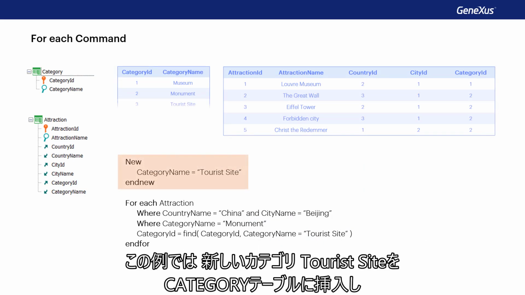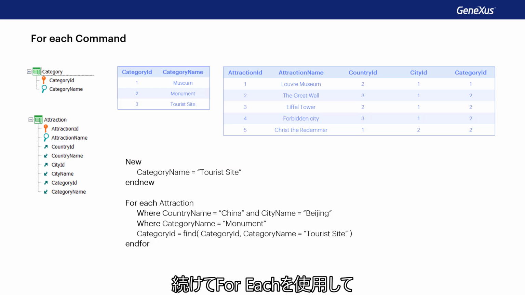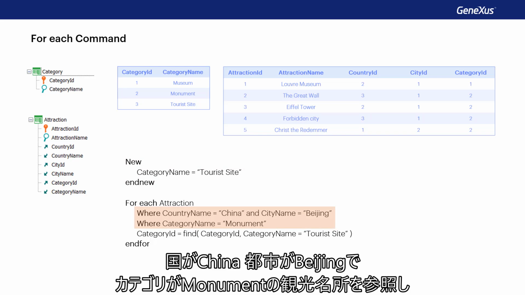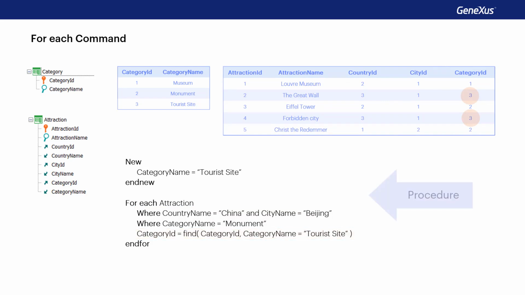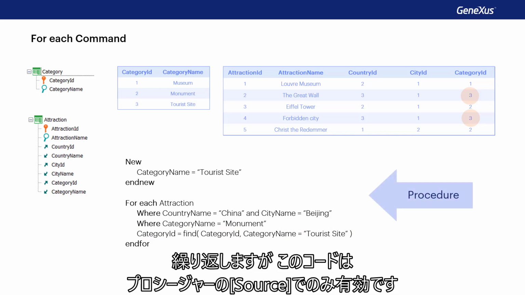Here's an example where we insert a new category, tourist site, in the category table, and immediately run through with a for each the tourist attractions of the country China and city Beijing of category monument, changing that category for the new one, tourist site. Again, this code is only valid in the source of a procedure.